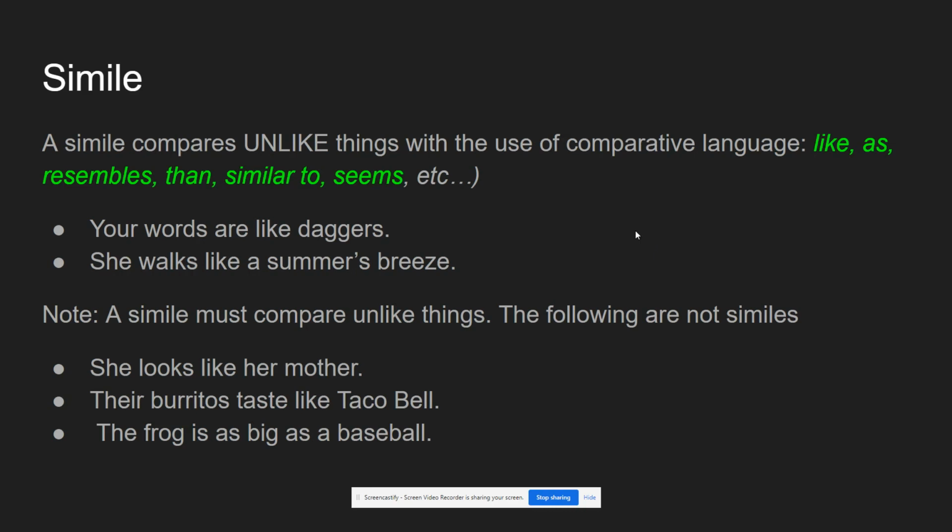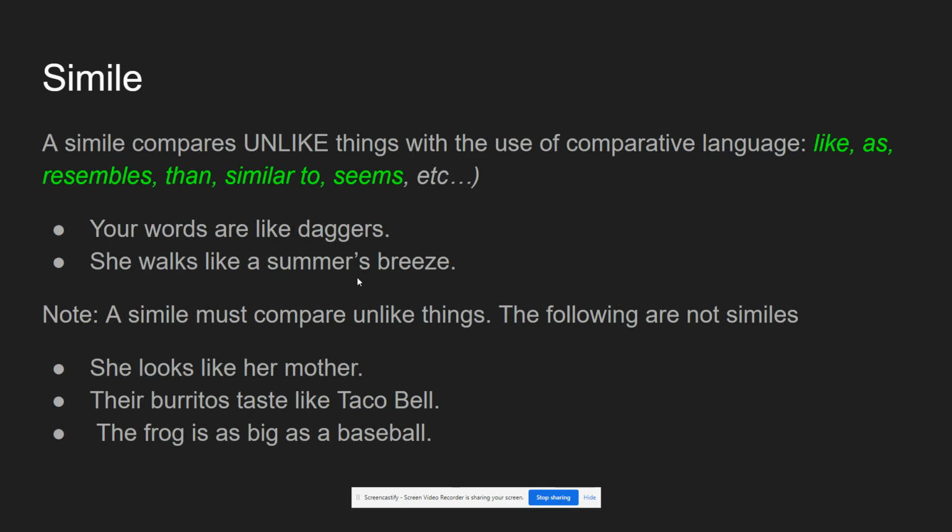Okay, so let's go into each one of these a little bit more deeply. A simile compares unlike things, but it has to use comparative language. Here are some comparative words that you'll see in similes: like, as, resembles, than, similar to, seems. A simile is a figurative comparison that makes the comparison obvious. Your words are like daggers. We use the word like, that makes this a simile.